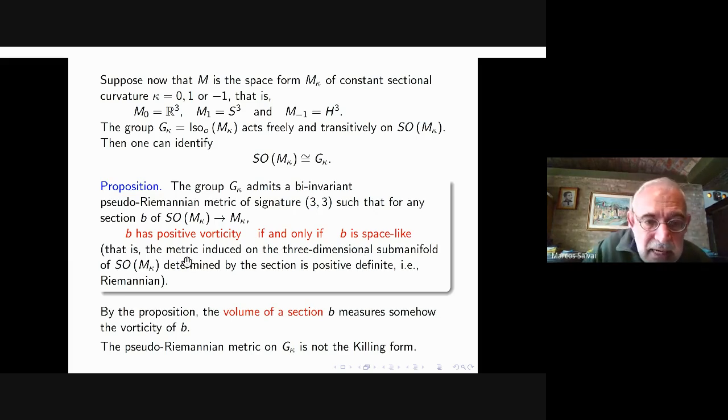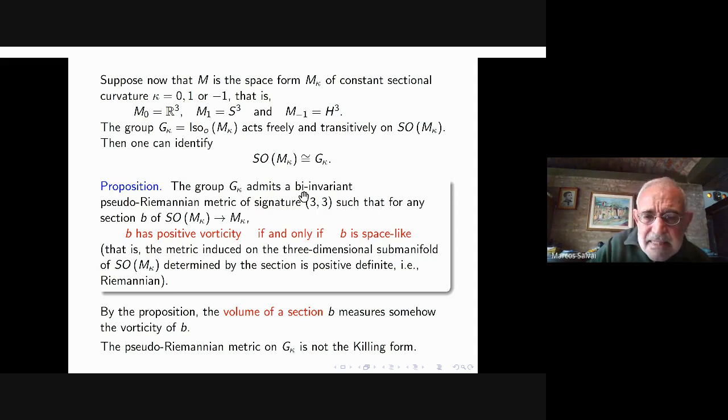Space-like means, as I can determine, that a section is a submanifold of GK. So space-like means that, as you know, the metric induced on the three-dimensional submanifold of the orthonormal bundle determined by the section is positive definite. That is, as you know, what space-like means. That is Riemannian.